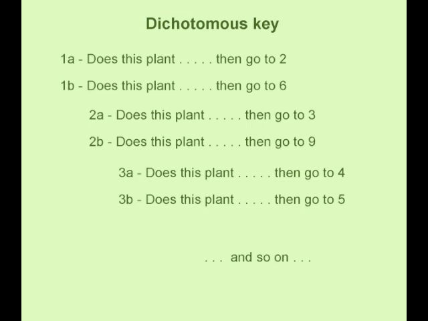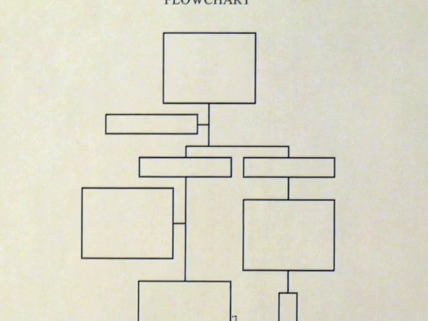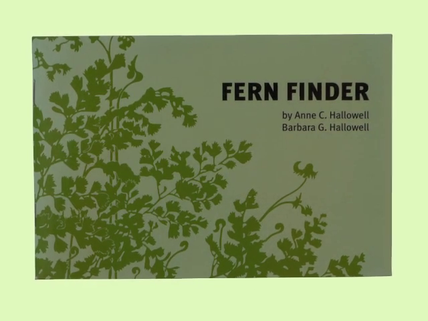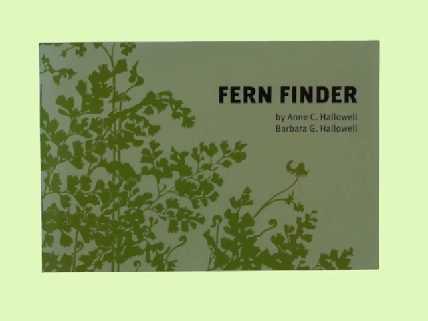The dichotomous key is kind of like a flowchart, moving from one step to another depending on how you answered the previous set of questions. For this practice session, let's use the dichotomous key in Fern Finder.